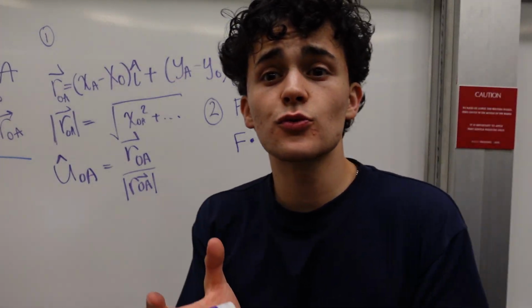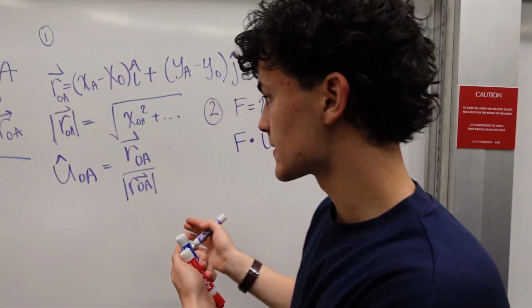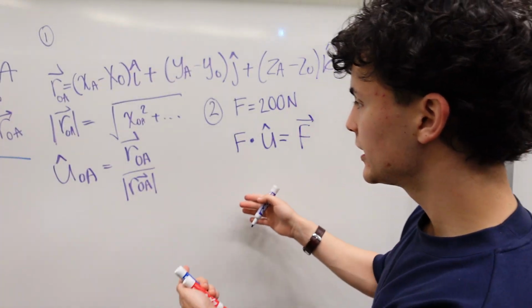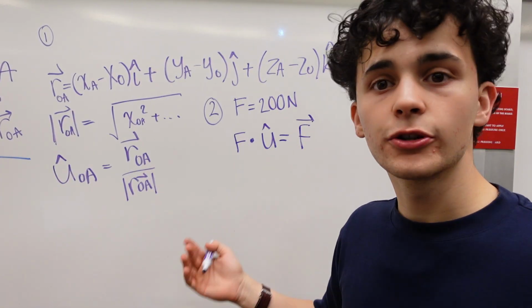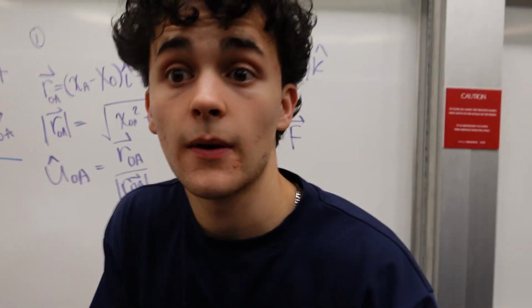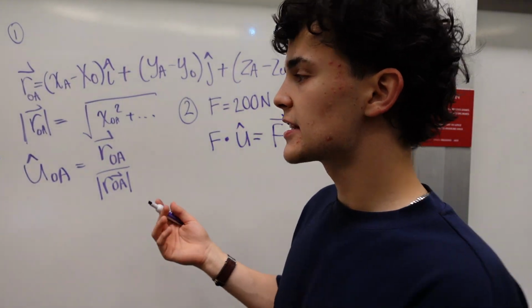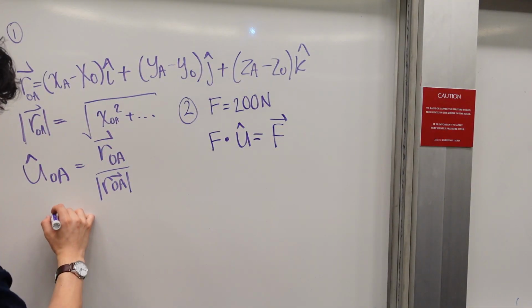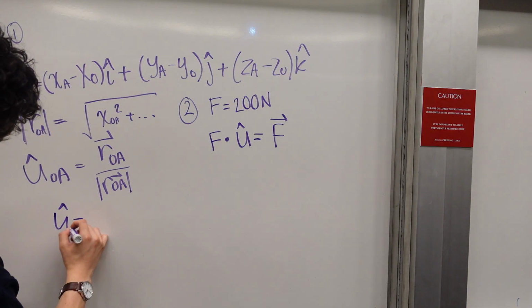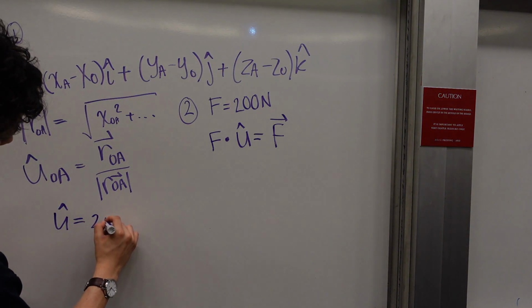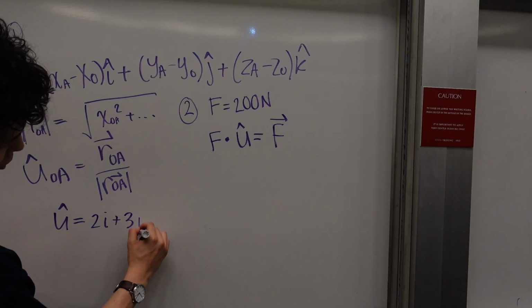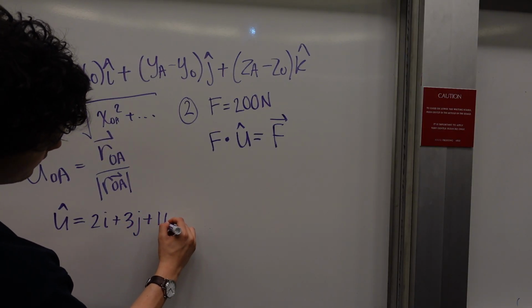And so now that you can see, it's actually really simple to go about solving this because we have our unit vector. All we need to do is just do the dot product multiplied by some scalar. That's where our force value is. And so let's say, for example, you have a unit vector that's something like 2i plus 3j plus 1k.